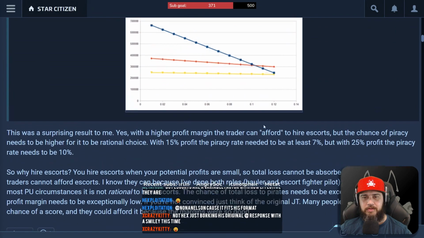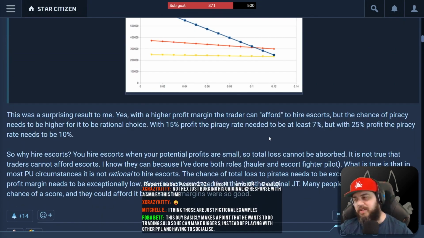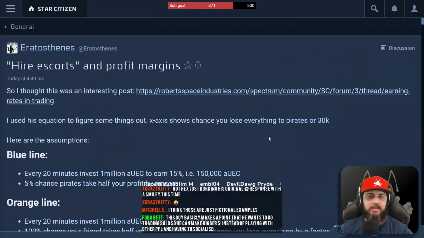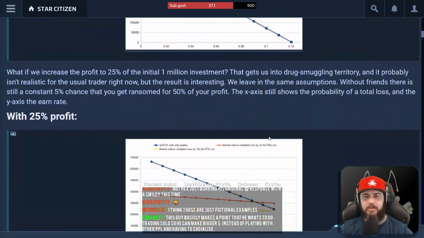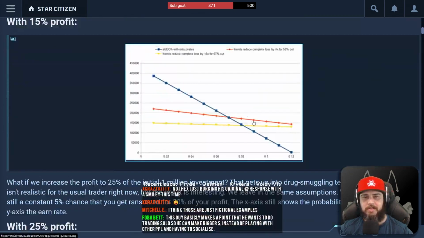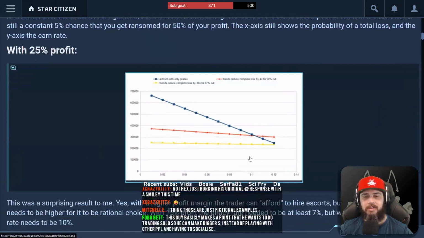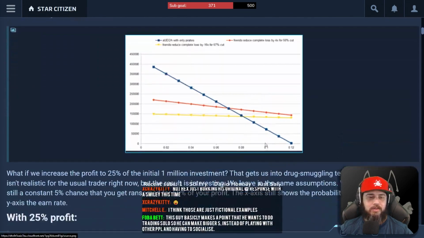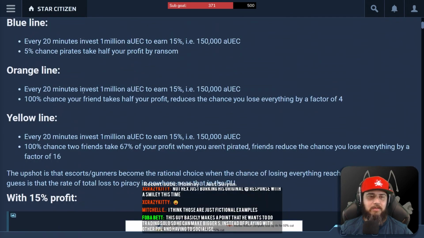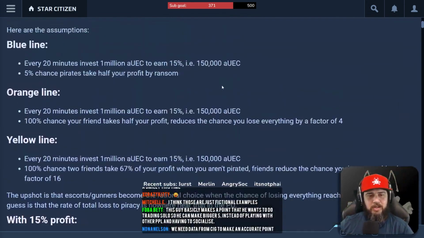Yeah. Oh, it'd have to be fictional examples. But what Old Mate's doing is he's validating the use of escorts. He's like, look, it does make sense to use them, especially if the profit margin is where current trade margins are. If you're doing drugs though, the craziest thing is every 20 minutes you're investing 1 million alpha UEC to earn 15%, which is 150 alpha UEC, right? So over the course of an hour, you're earning 450 alpha UEC. You could get away with that, depending on where you're operating for the legal side of things.